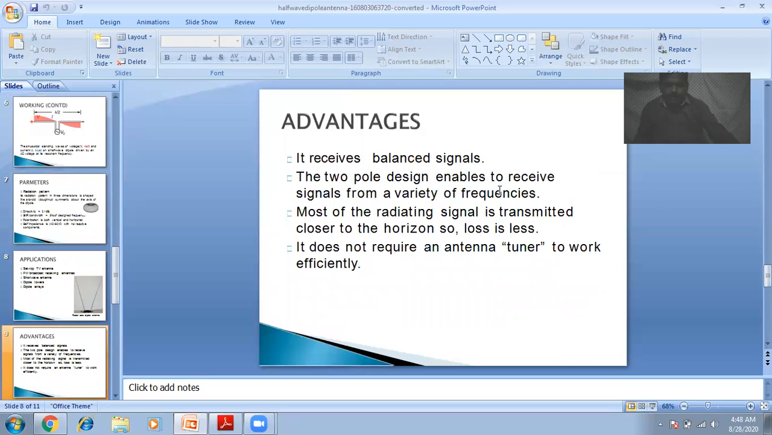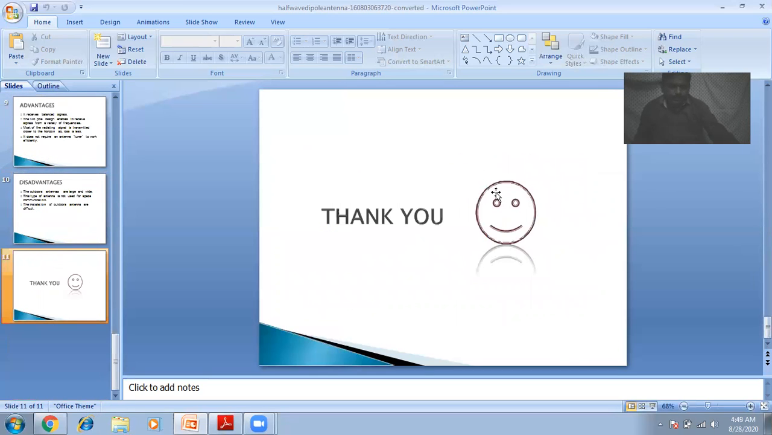I will show that antenna also in the coming slides. And this half wave dipole antenna is also called the Hertz antenna, and this quarter wave monopole antenna is called the Marconi antenna. So that will be seen now.